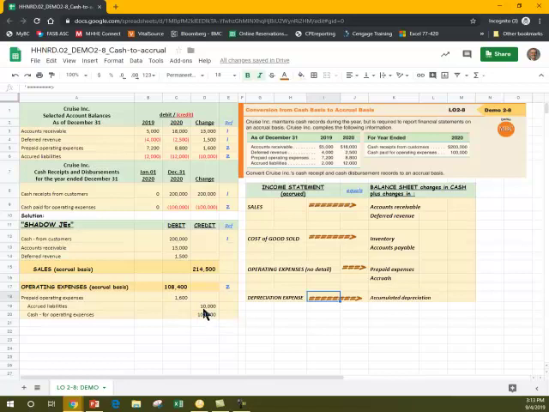Credits of $110,000 less a debit of $1,600 produces operating expenses of $108,400. So there you have it. Accrued sales of $214,500 and accrued operating expenses of $108,400 would give you the beginning of the accrued income statement.